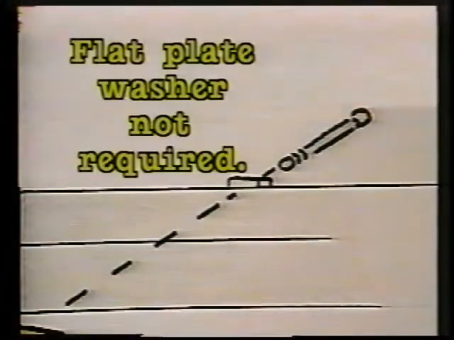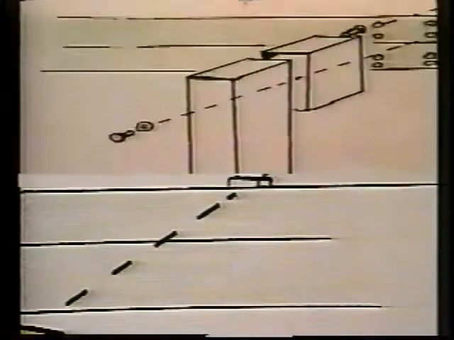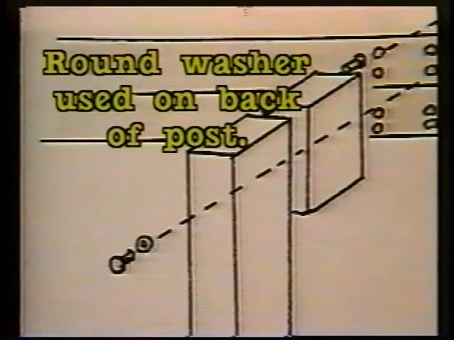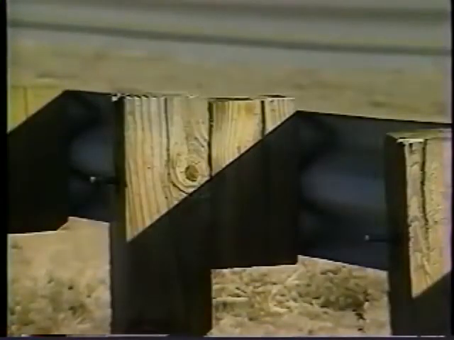Previously, a flat plate washer was used on the face of the rail. However, experience has shown that this washer is not needed. A round washer is used under the nut that fastens the bolt to the back of the post. Since there's no tendency for the rail to be cut on a wood blockout, no backup plates are required.